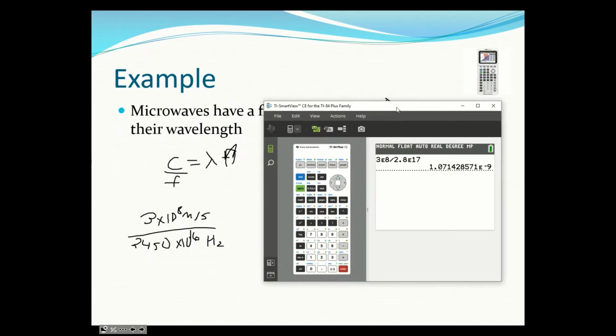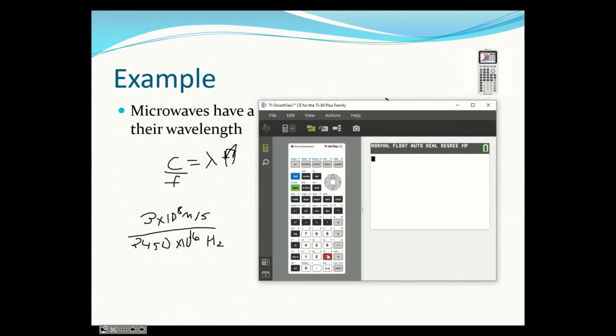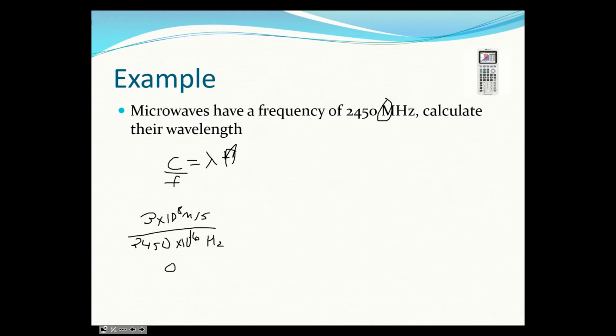And we type these into our calculator. 3 times 10 to the 8 divided by 2,450 times 10 to the 6. And you get that microwaves are about 0.12 meters, or about 12 centimeters. Okay.